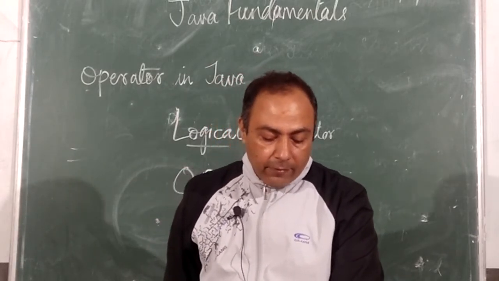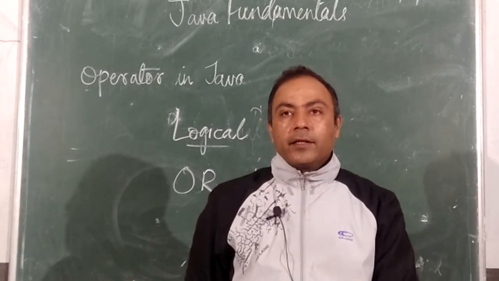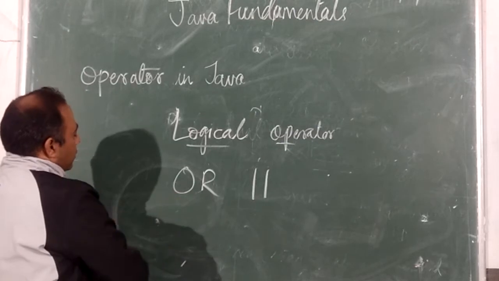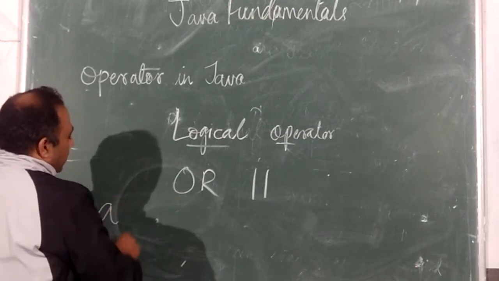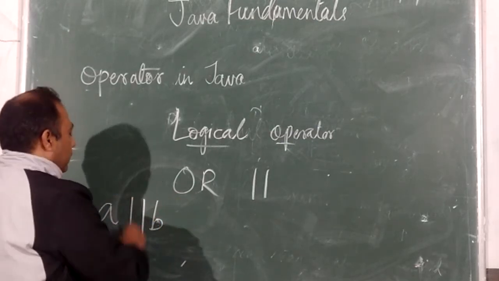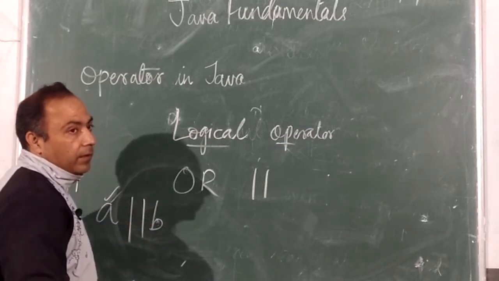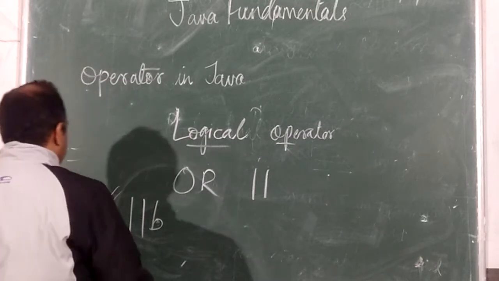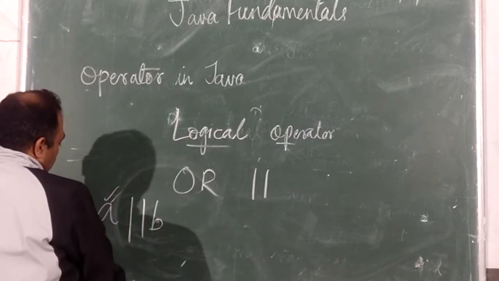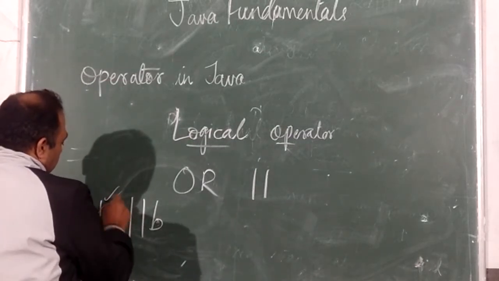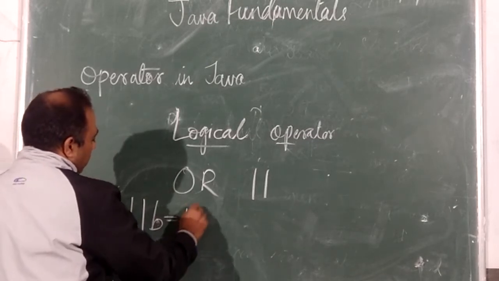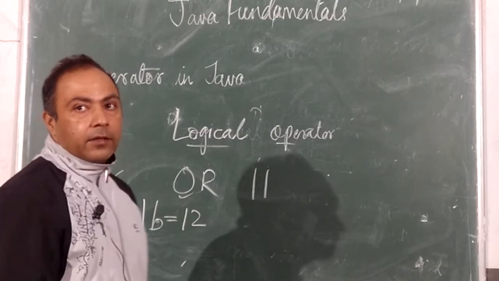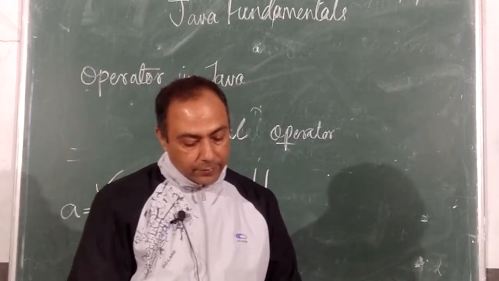The OR evaluates to true if either one is true. If A equals 10 or B equals 12, so if any one is correct, if any condition is satisfied, then it returns the true value.